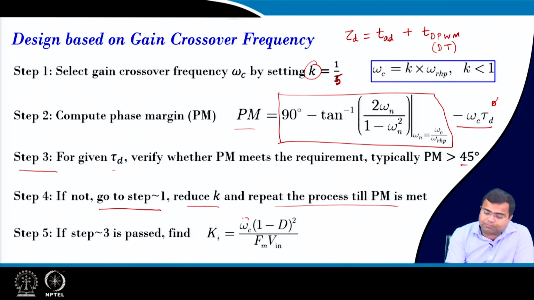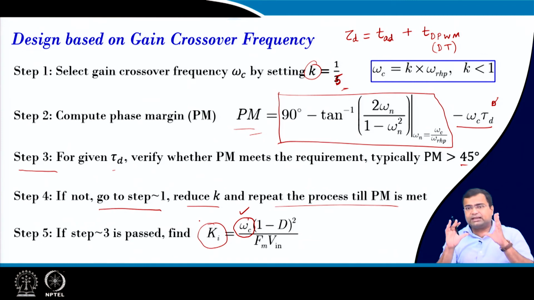That means you can obtain the gain crossover frequency, which will be known from this expression. Then you can find Ki by this formula. That means the integral gain is known.